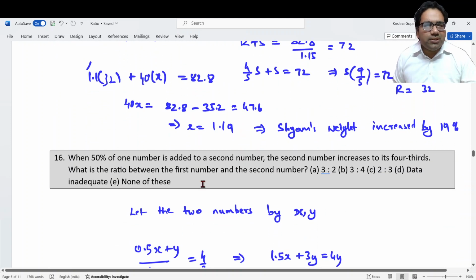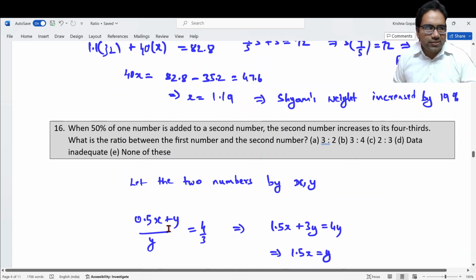Simple. When 50% of one number is added to a second number, the second number increases to 4 by 3 times. Right? What is the ratio of the first number and second number? Let the two numbers be X and Y. 50% of X, it adds it to Y. Right. Second is 50% of first number, 0.5x is added to y. Then what has it become? The second number, when it was added, has become 4 thirds. The second number increased to 4 thirds. This by y, y is the second number, is equal to 4 by 3.